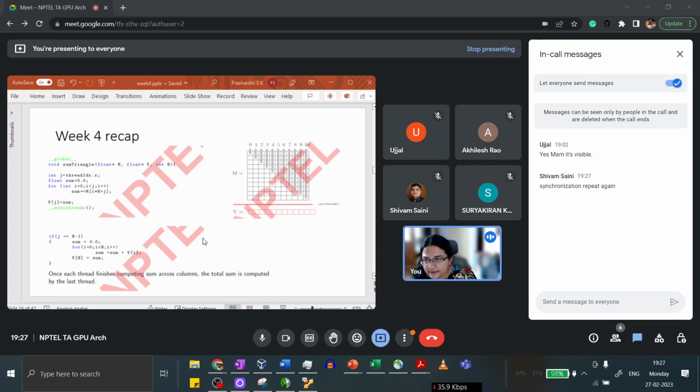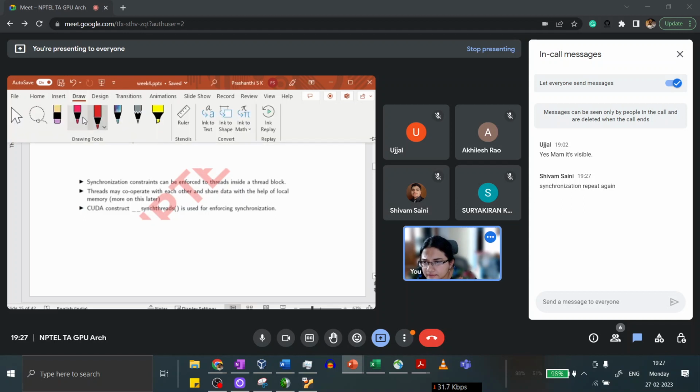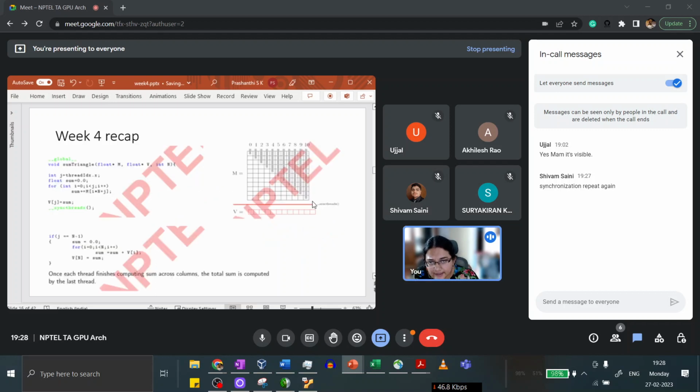Okay, synchronization. I see. Let me see if I can get something to draw with. So let's say I have threads that are in a block, and this is my time axis, right? Now without a synchronization, let's say each of them, like in this example, has a different amount of work that is done by each thread.